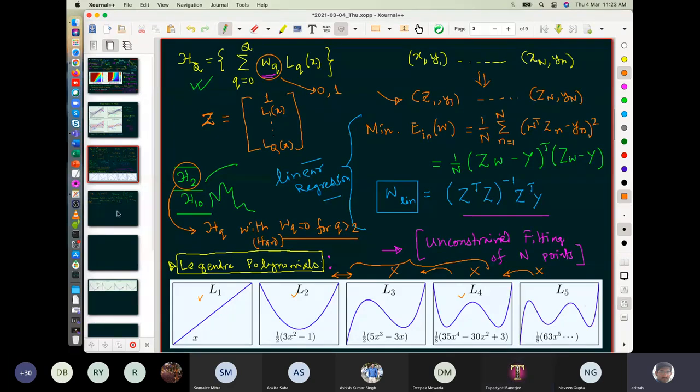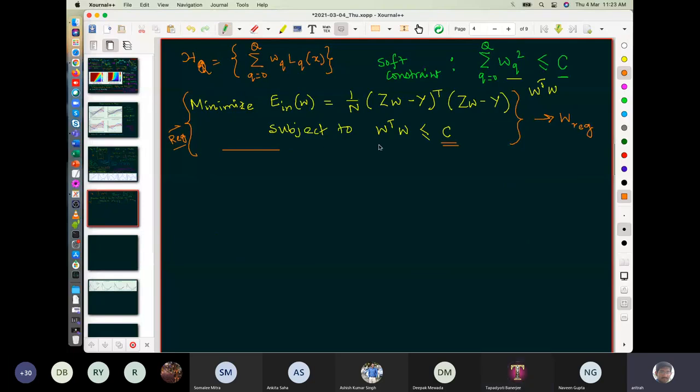That's why we need to have a softer constraint. I mean, that's why the generic problem of regularization is this one. Here also, you can easily use C: if you want to allow only H2, you use the full C with W0, W1, and W2.